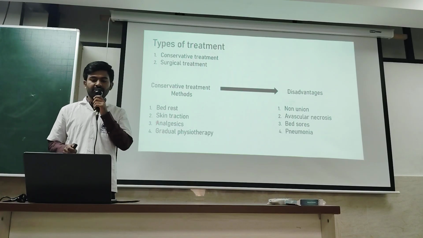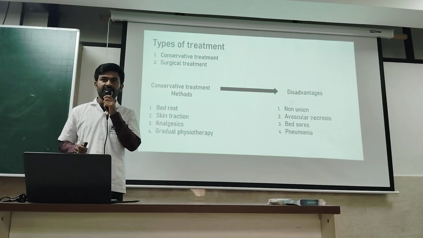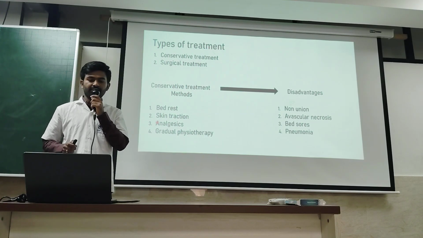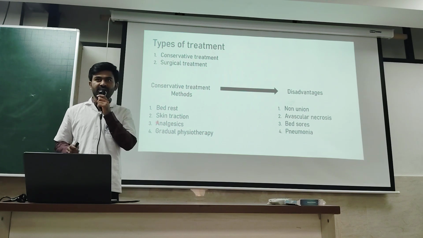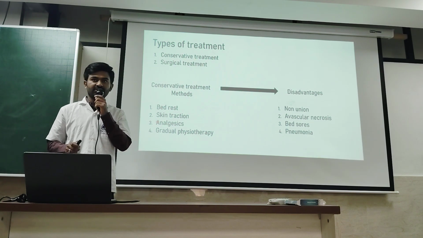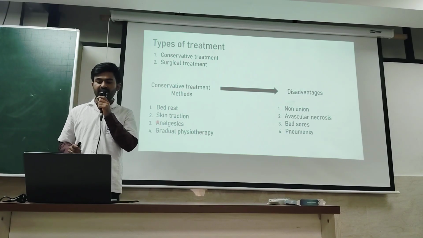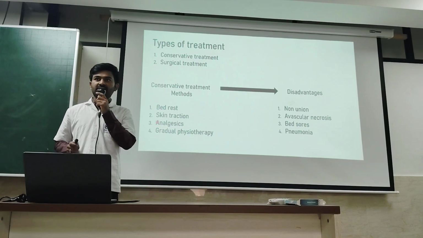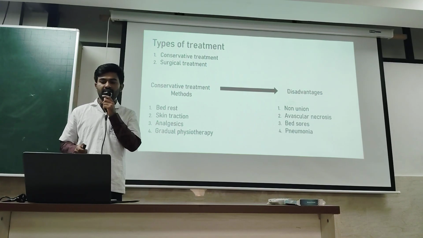There are two types of treatment, that is conservative treatment, which is also called natural treatment, and the other is surgical treatment. Conservative treatment methods are bed rest, skin traction, analgesics, and gradual physiotherapy. But there are some disadvantages of this treatment, that is non-union, avascular necrosis, bed sores, etc. Since this is the natural method, it takes a greater time to heal than the surgical method.